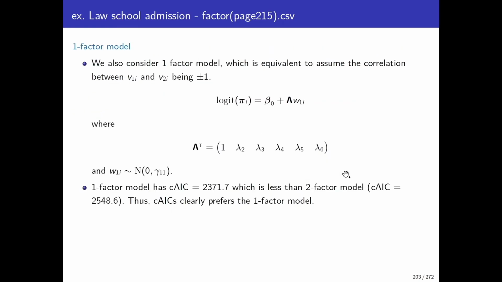One factor model. We also consider a one factor model, which is equivalent to assuming that the correlation between v1i and v2i is plus or minus 1. The one factor model has a CIC which is less than the two factor model CIC. Thus, CIC clearly prefers the one factor model.